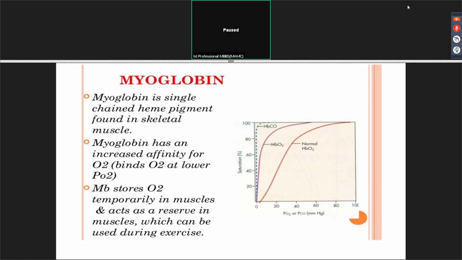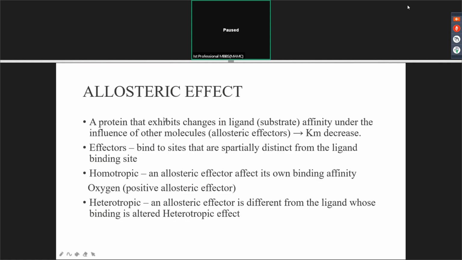So now comes the allosteric effect. So allosteric, what is the meaning of this allosteric? You will read about this allosteric effect in detail in the enzyme section. But allo means separate, another, and steric means side. So a protein that exhibits change in the ligand affinity under the influence of other molecules. So these molecules are known as allosteric effectors, and they affect binding at the other site, spatially distinct from the site where the ligand binds, known as the allosteric site. And these molecules which show this effect are known as allosteric effectors.